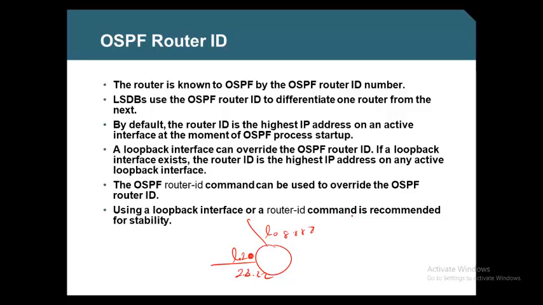Very important. The interface needs to be active when you enable OSPF. If the interface is in a shutdown state, it won't pick that IP. Loopback interfaces are up automatically, so no problem. But for a physical interface, when you enable OSPF, the interface status is very important.